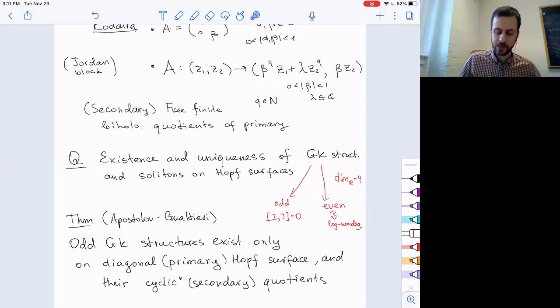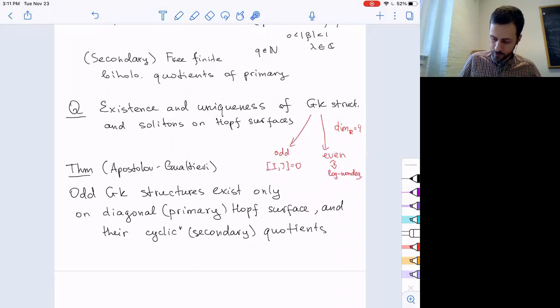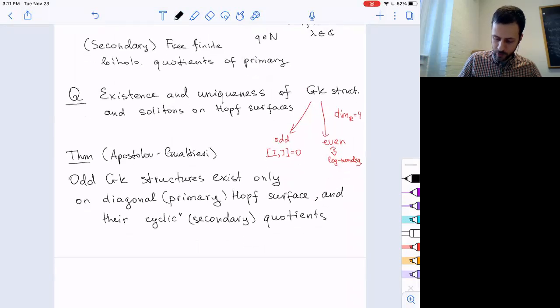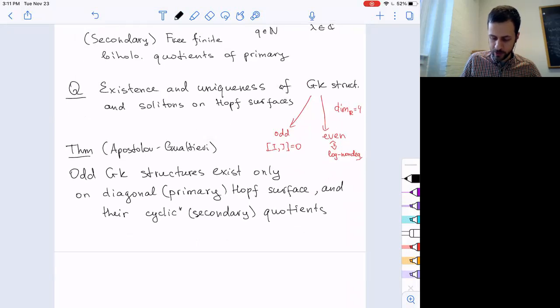But there is a complete answer to both of these questions. So that is what concerns the existence part in the odd case. And in our joint paper, sorry, yeah.